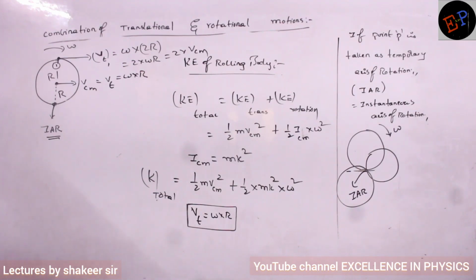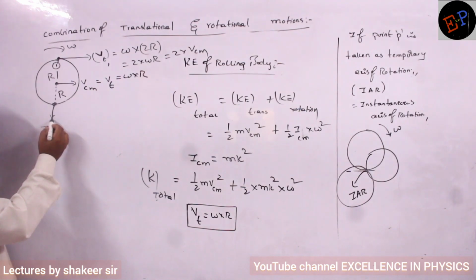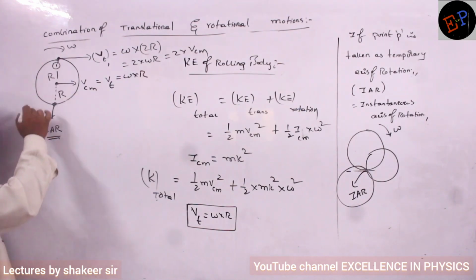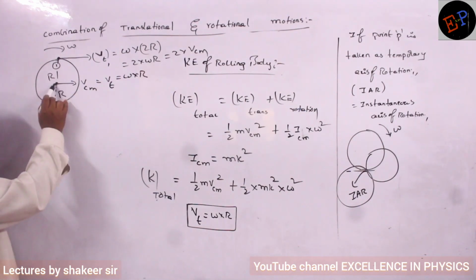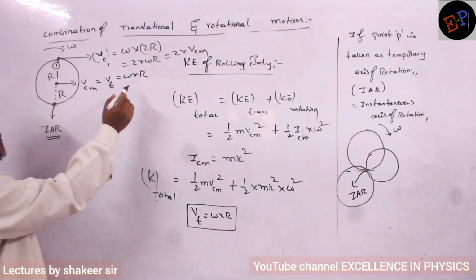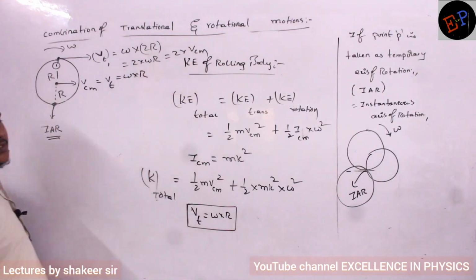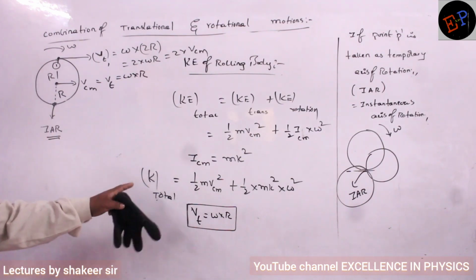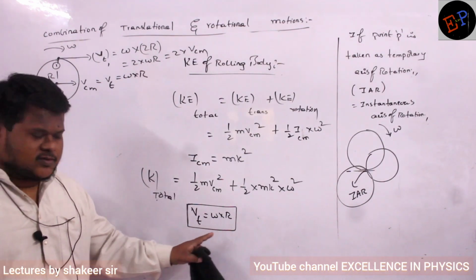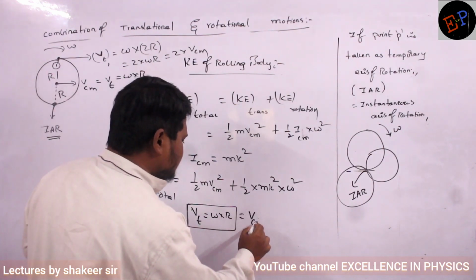Are you able to understand now what is happening? If I take this point to be my instantaneous axis of rotation, it means if disk is rotating about this point, then this point will have a tangential speed of omega into r. This point will have a tangential speed of 2 into omega into r, which is equals to 2 times of velocity of center of mass. Is it clear? Okay. Now let us go to the same calculation here. So can I write Vt is equals to omega into r is nothing but velocity of center of mass?